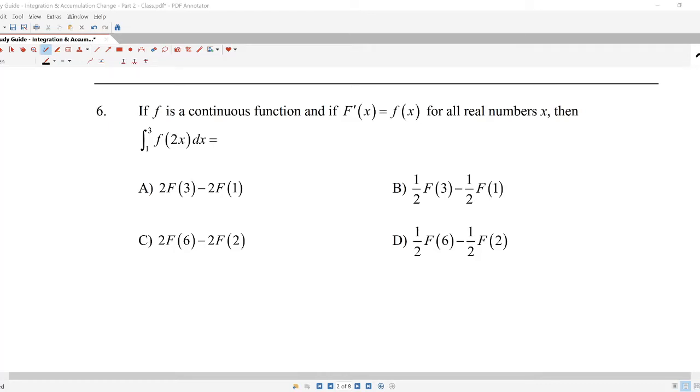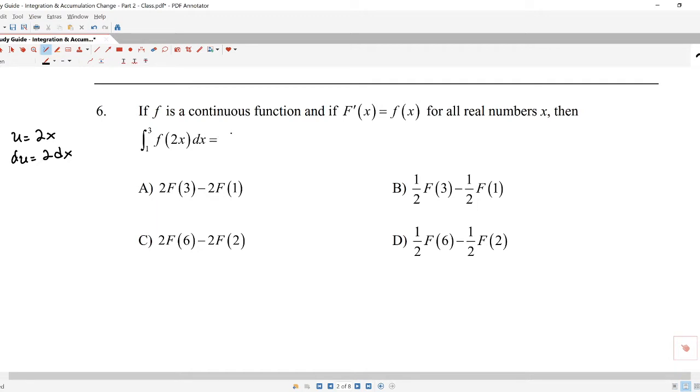Let's continue on with number 6. If f is a continuous function and if big F prime is equal to little f for all real numbers x, then the integral from 1 to 3 of f of 2x dx is equal to what? So again, anytime I see composition, we're going to immediately say, let u be the inside. So du is going to be 2dx.